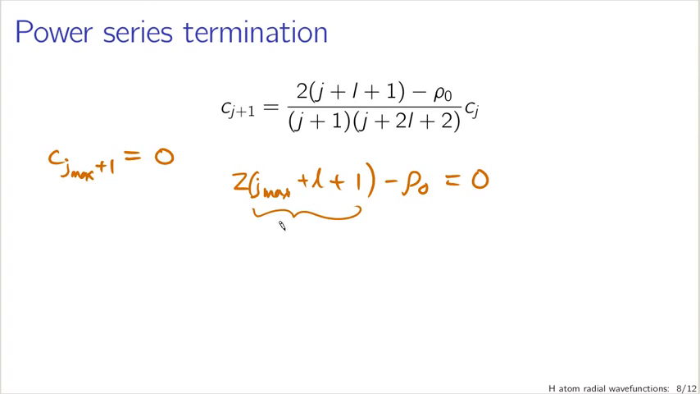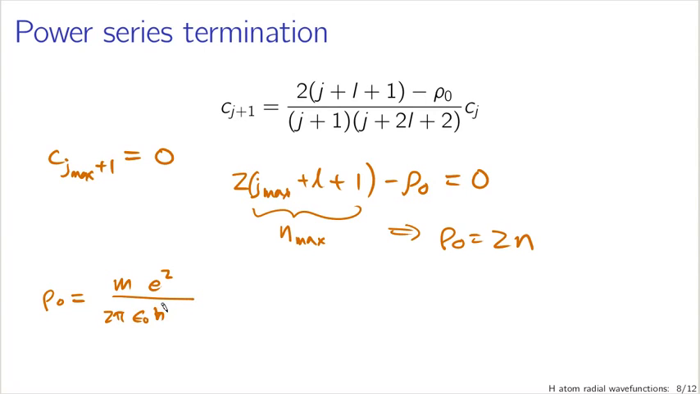Conventionally speaking, the quantity in brackets here is called n max, or just n. And what this equation then tells us is that rho naught is equal to 2n. Rho naught, however, was a constant. We defined it to be m e squared over 2 pi epsilon naught h bar squared k, where k was a constant we defined as usual to be k squared equals minus 2m E over h bar squared.